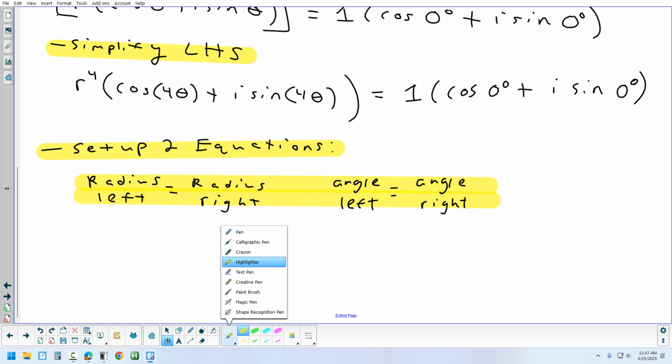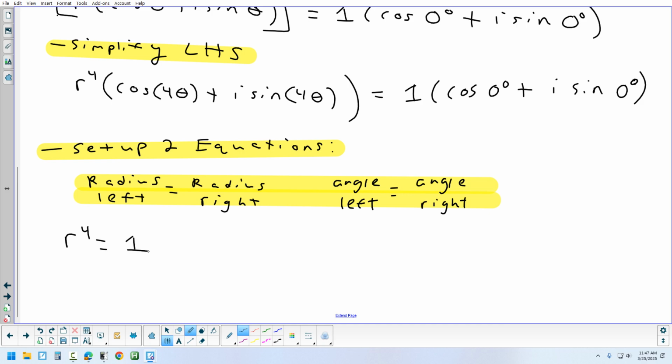Okay, so tell me one more time, what was the radius on the left? R to the 4th. And what was the radius on the right? 1. Okay, we'll come back and solve that in a second. What's the angle on the left? 4 theta. And what's the angle on the right? 0 degrees. Okay, I'm going to come back to that in a second.